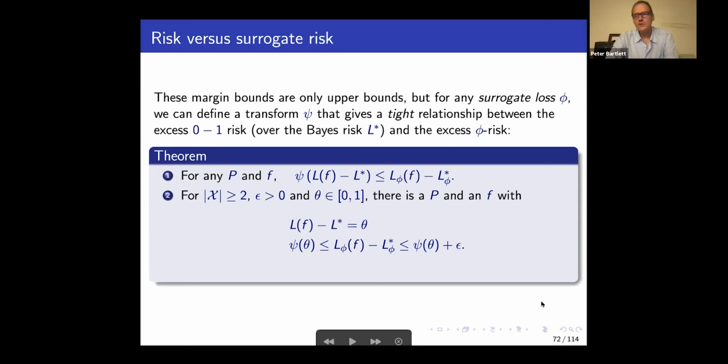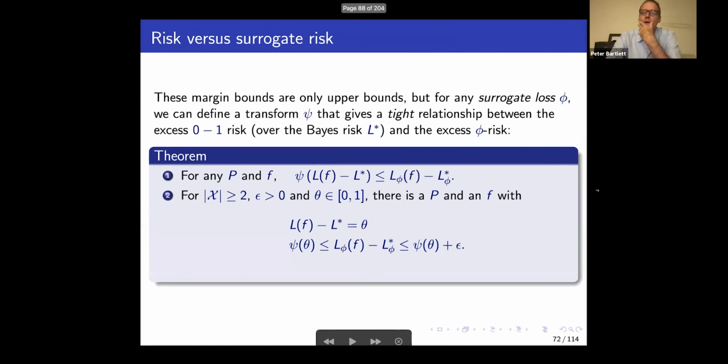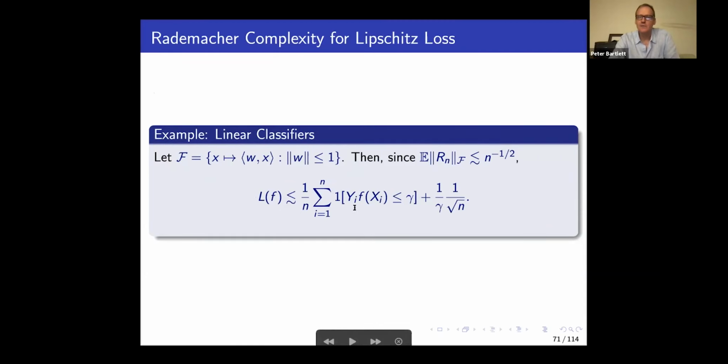What I've been talking about here is just an upper bound. We've seen that you can get a bound on the expected loss, the risk, in terms of the sample average of this margin loss, plus a complexity penalty term that depends on Rademacher averages of the class and on the margin. That's just an upper bound, but it turns out you can get tight relationships, not between the risks themselves, but involving a surrogate loss. We call this margin loss a surrogate loss.